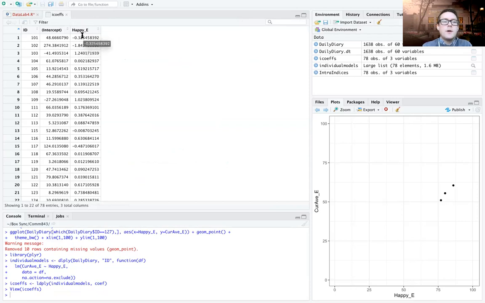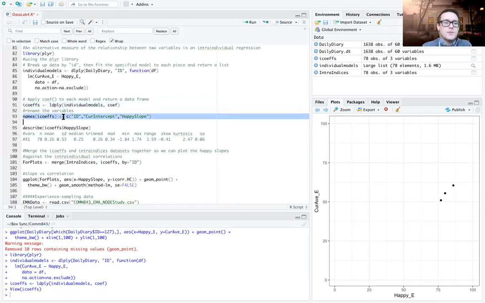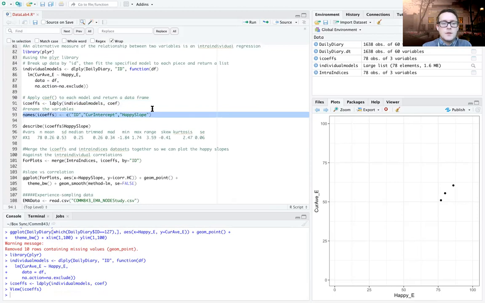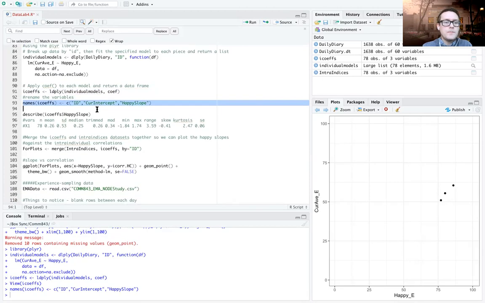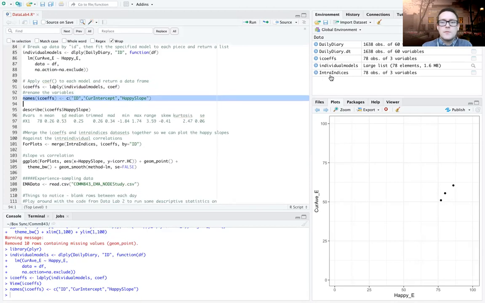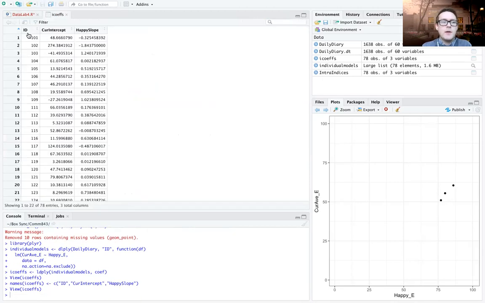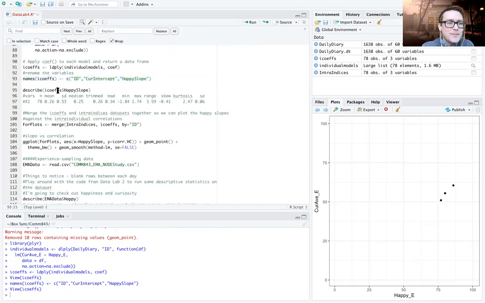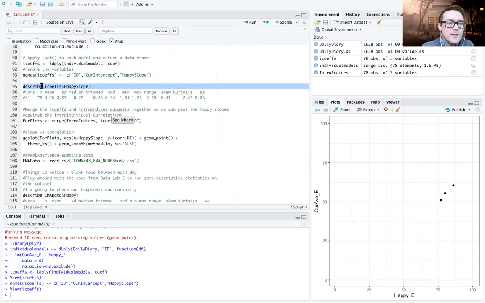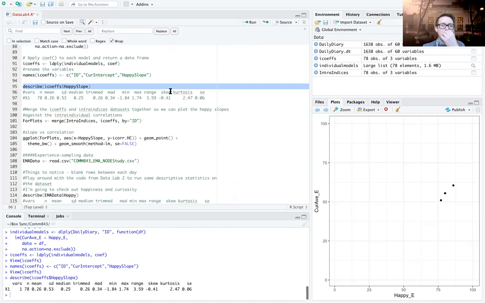This is your slope of happiness. So the coefficient that tells you as happiness increases, what's happening to your outcome variable, which in this case is curiosity. And so we'll give them easier names that are a little easier to work with. And that's what's happening here. So if you open this again, we now have ID, curiosity intercept, and happy slope. It's a nice variable name, I think. Brings some joy.